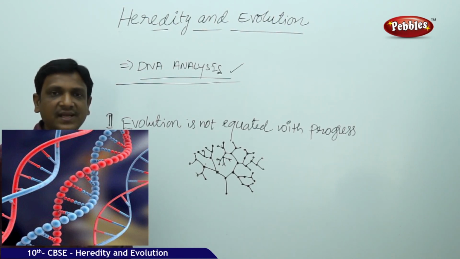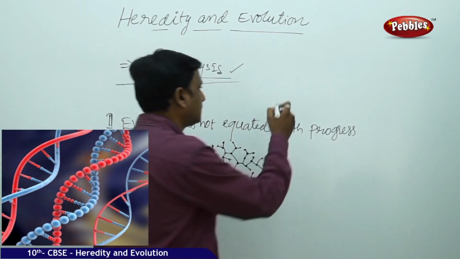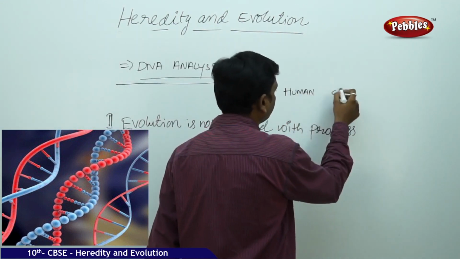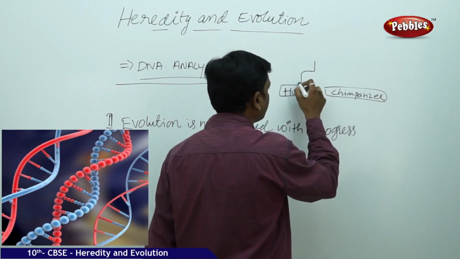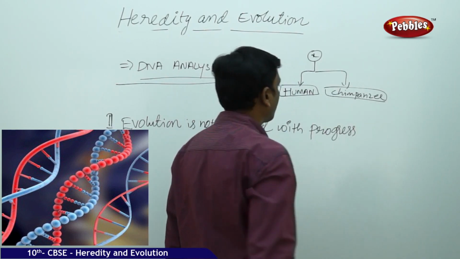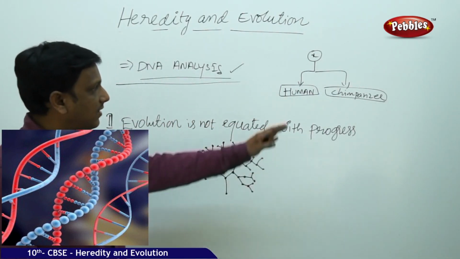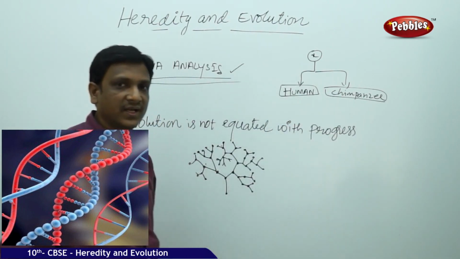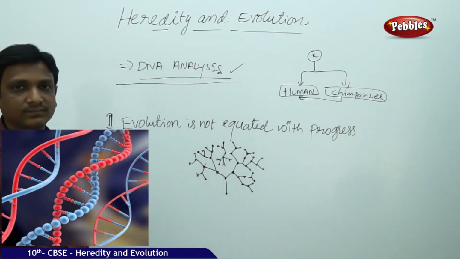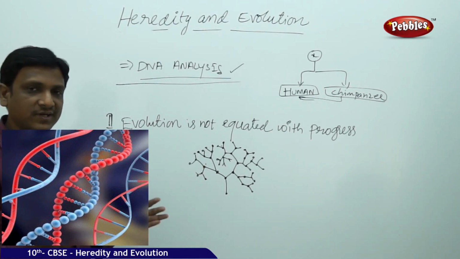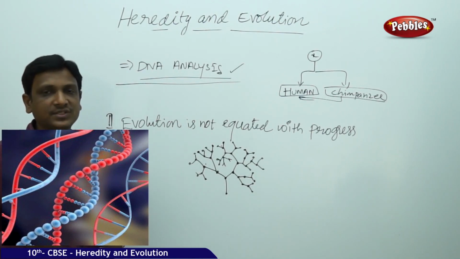And we may be thinking that, okay, humans evolved from chimpanzees. It's not a fact that humans evolved from chimpanzees. Humans and chimpanzees evolved from a common ancestor. Human, chimpanzee. These two evolved from a common ancestor. So, over a number of generations, the changes have come. It doesn't mean that we evolved from the chimpanzees. So, from a common ancestor, two different species may evolve. They will be closely related.